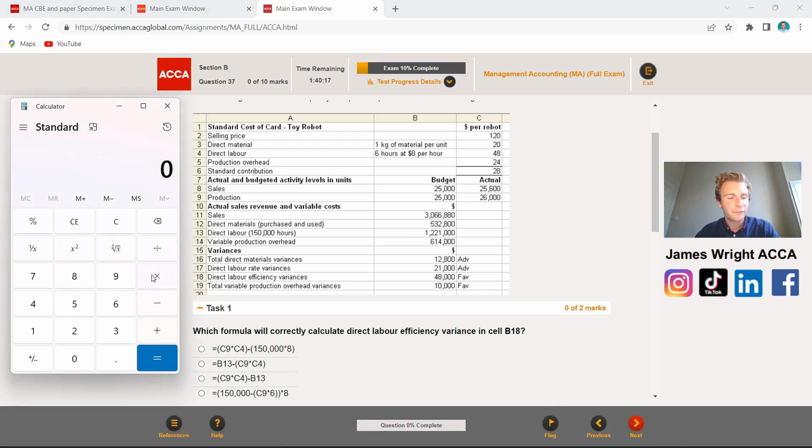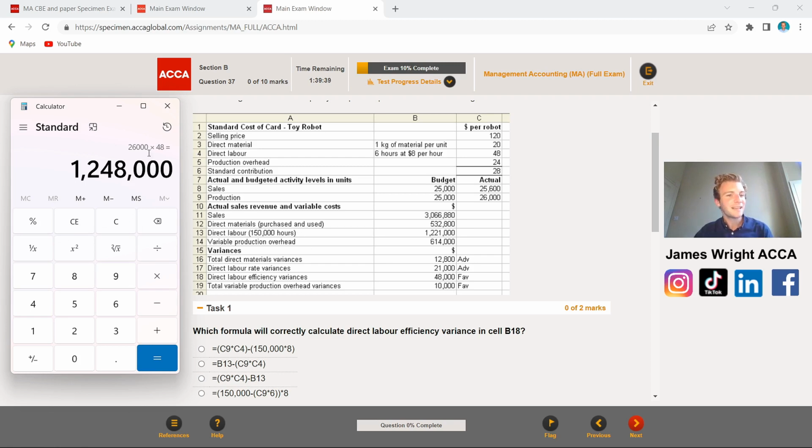Let me put it on the screen for you. You've got C9, 26,000, nice and easy, multiplied by C4, so 48. I'm just going through the first one here. That gives you 1.248 million, minus, and the 150,000 comes from the direct labour. When I see direct labour efficiency variance, we've got to take into account the actual number of hours and then put that into dollars, which is what we're asked from a monetary perspective. So remember, 1.248 million.